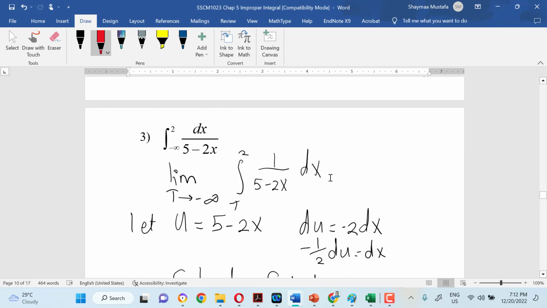First we need to evaluate the integral. Take u equal to 5 minus 2x. Then du is minus 2 dx, so minus 1 over 2 du is equal to dx.